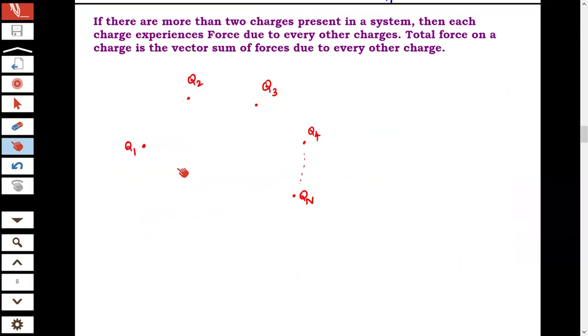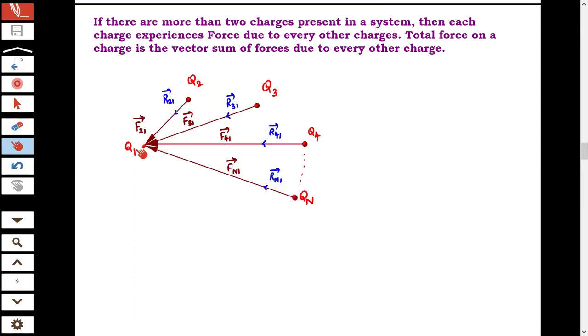Next, if we consider a scenario where more than two charges are present in a region or in a system, what will be the force on these charges? In this case, each and every charge will experience force from every other charge. If we are finding the force on a specific charge, all other charges are going to exert force on that specific charge. Now let us discuss the force on the charge Q1 due to all other charges.